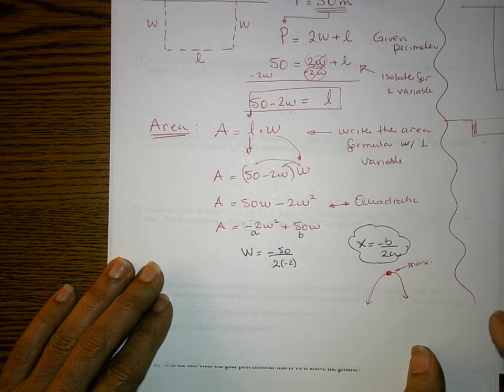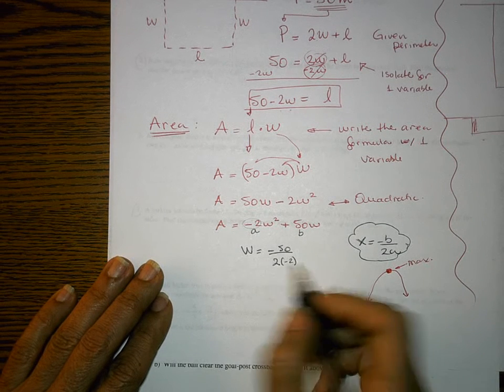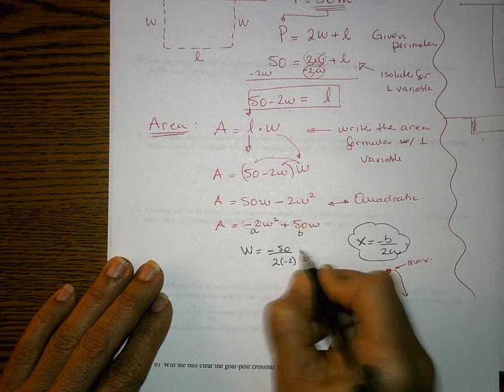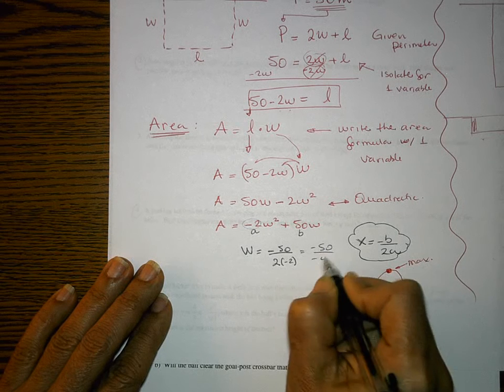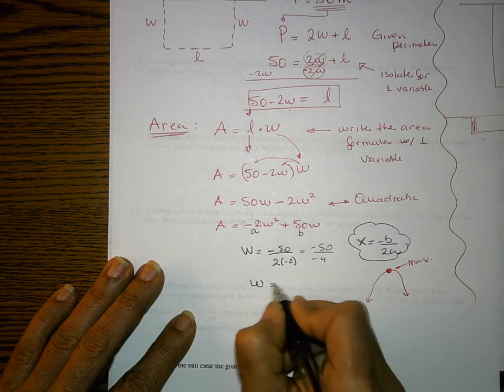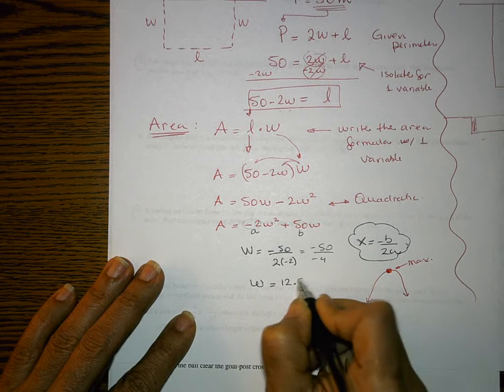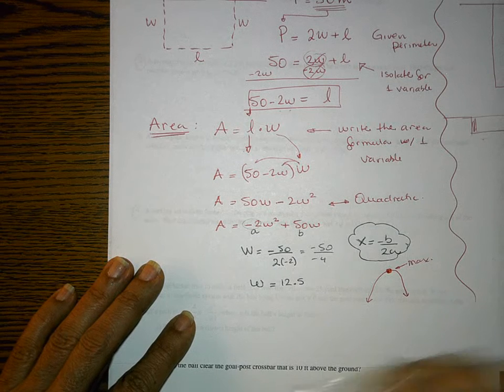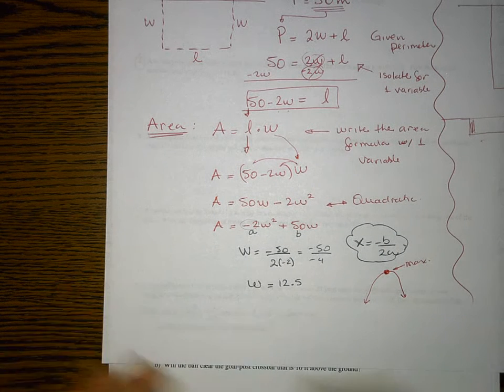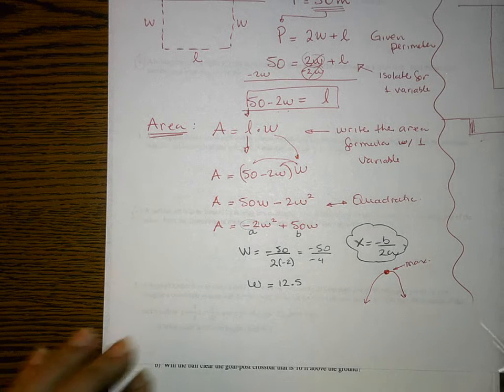So now you can go ahead and do -50 divided by -4. So we know that W is 12.5. That is the maximum width that I can have to maximize the area of my rectangle there.